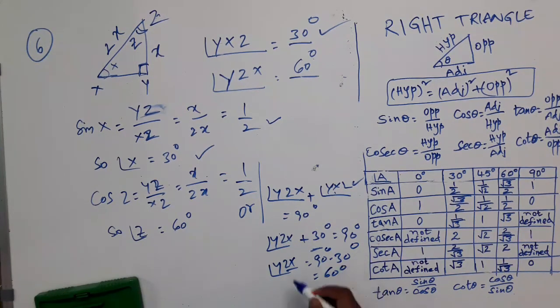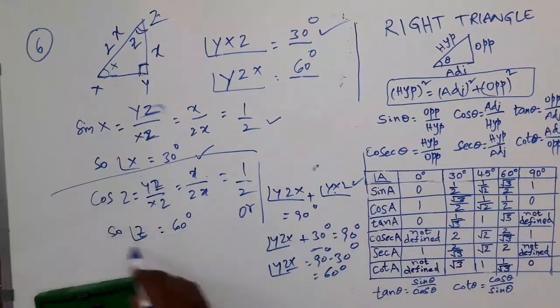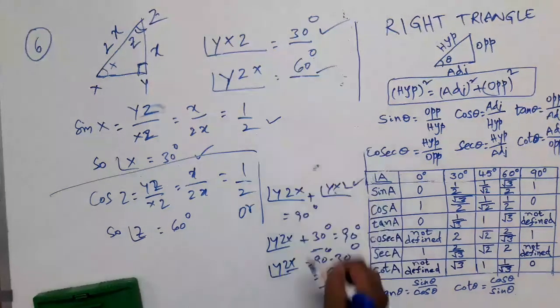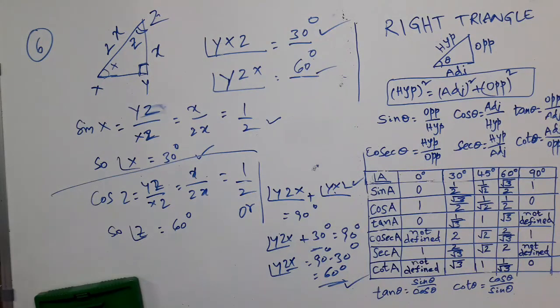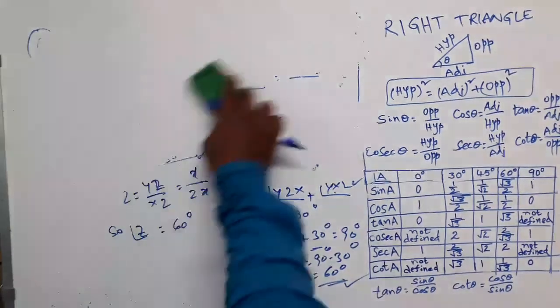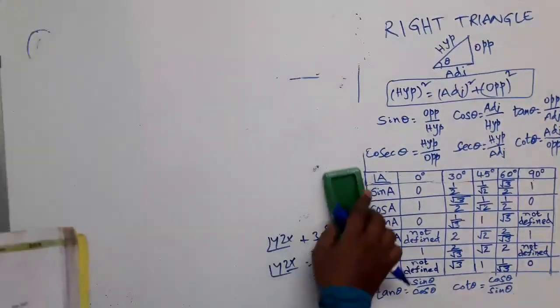This way also you can find out the second part. So instead of doing this, you can do this also, right? This also will give you angle Z as 60 degrees only, right? Yes, this is question number 6. Next, question number 7.